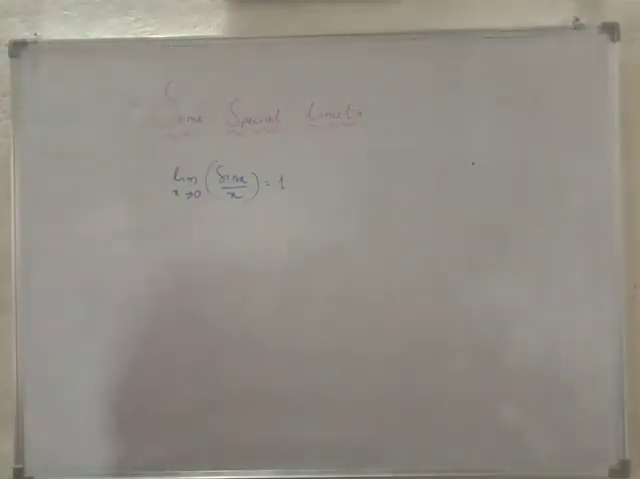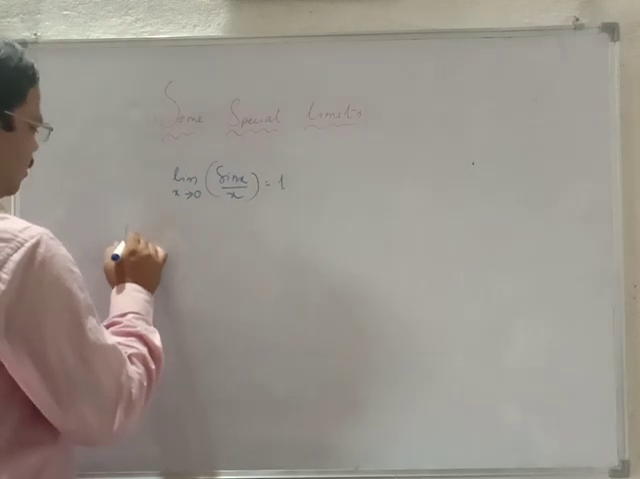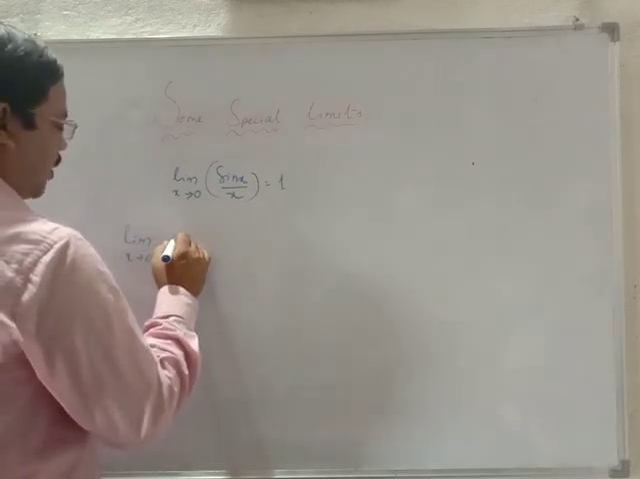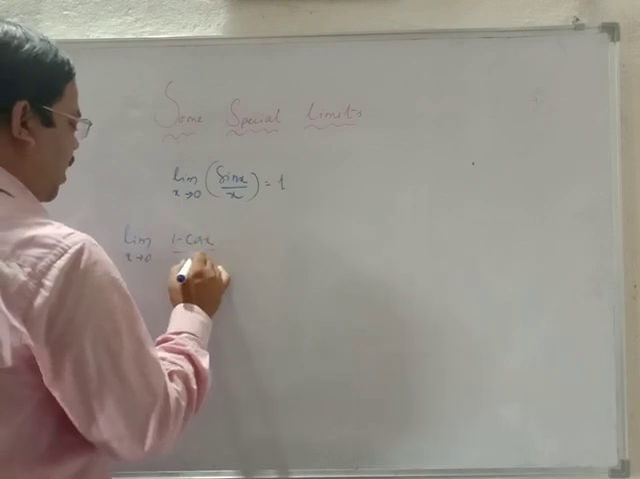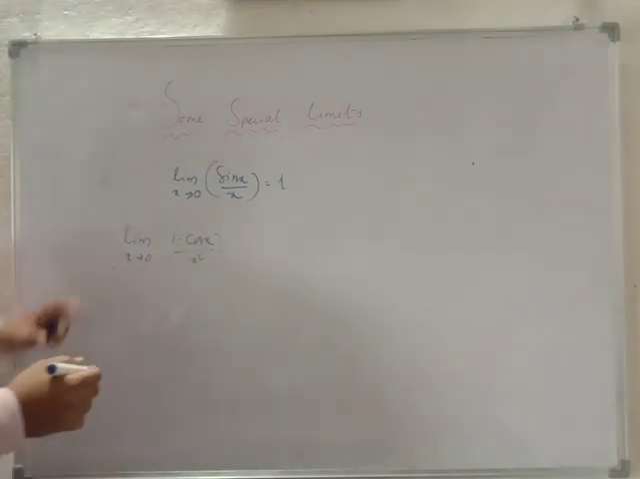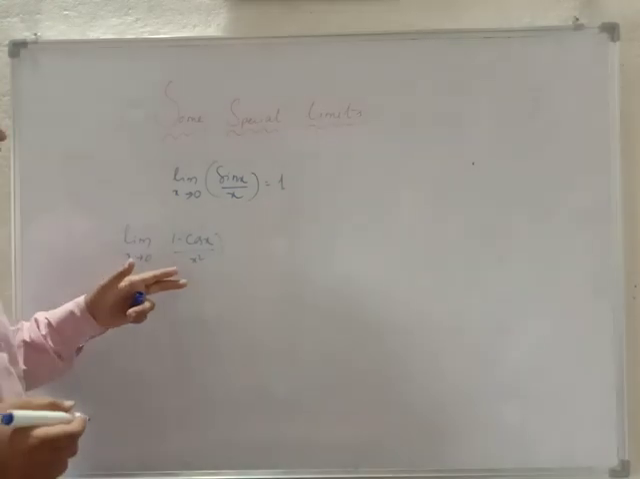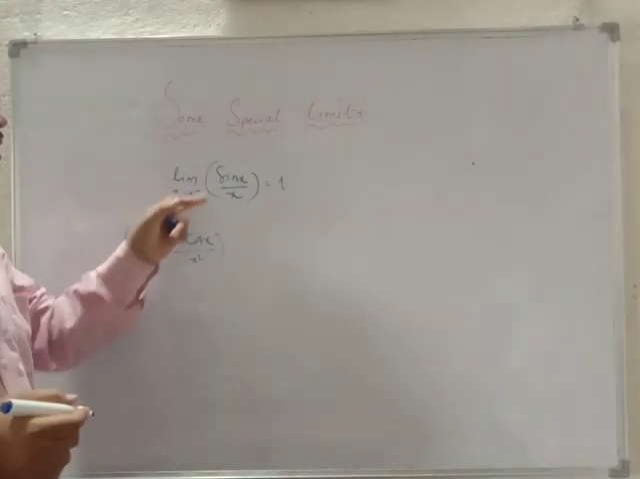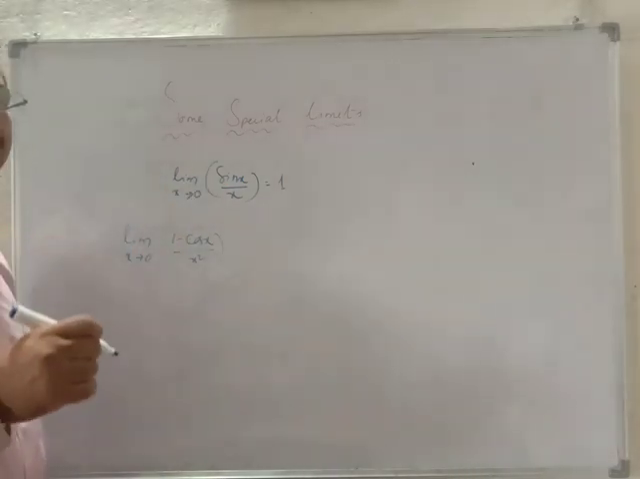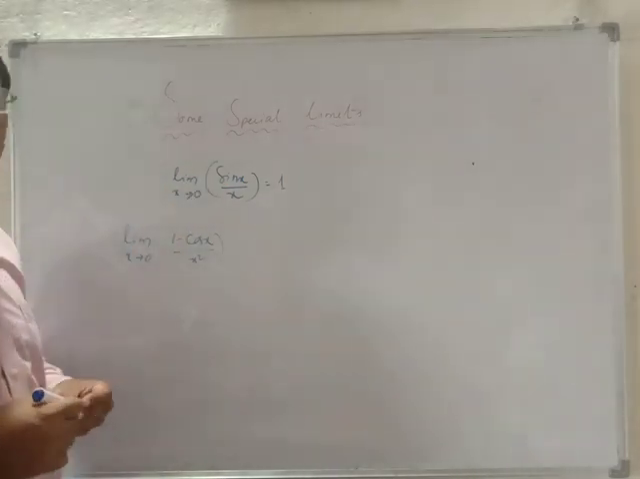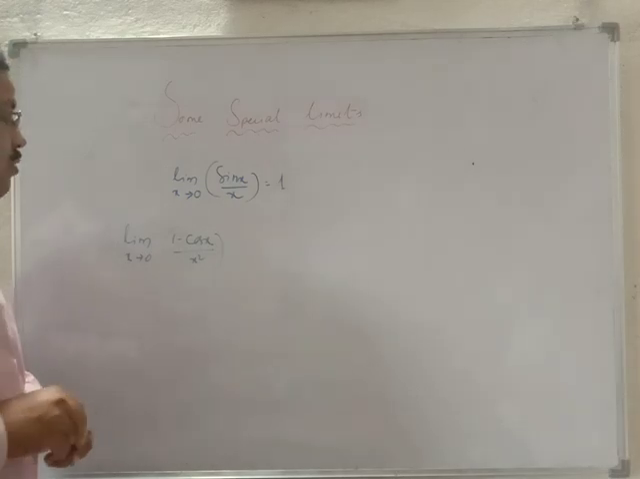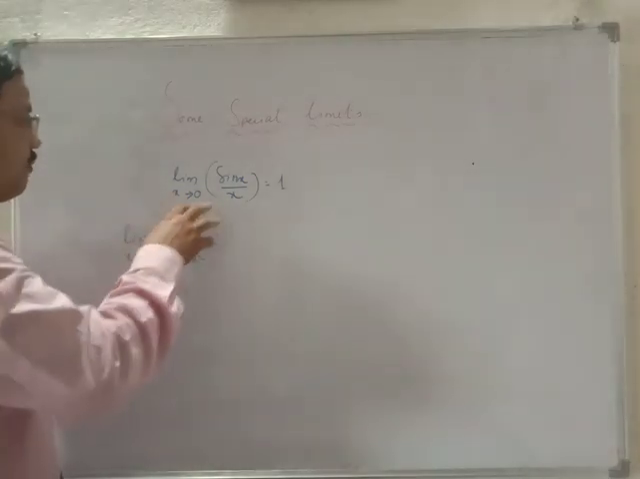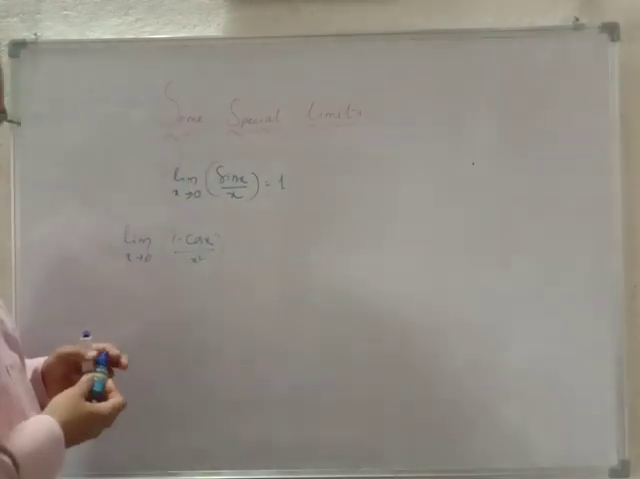Again, another problem: limit x tends to 0, (1 minus cos x) by x square. We have to take this expression into a form similar to limit x tends to 0, sin x by x. Then only can we put it as 1. So let's think what to do here. How can we convert this form into sin x by x form?